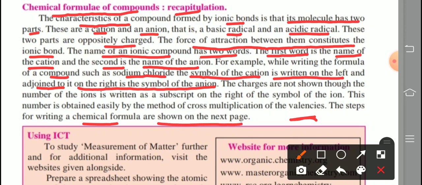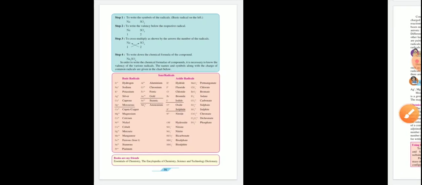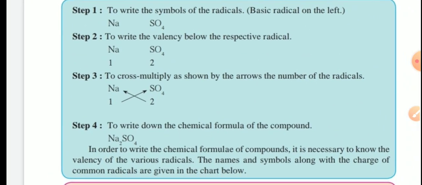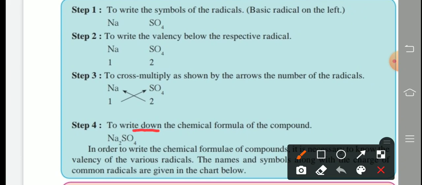So how to write down the formulas with the help of these radicals, that is given on the next page. Such a question is asked in the exam like this: write down the chemical formula of the compound. What is the name of the compound given here? Sorry, not ammonium sulfate, sodium sulfate. Your example is given sodium sulfate.